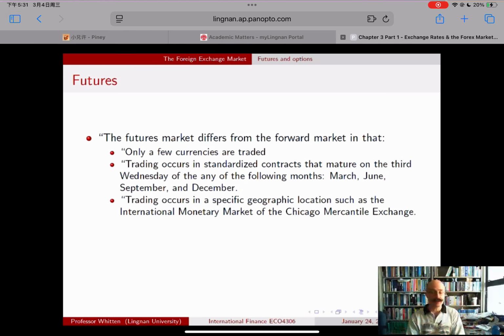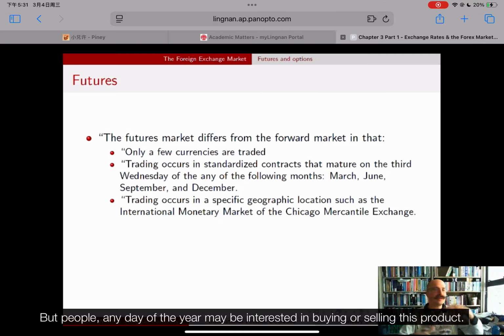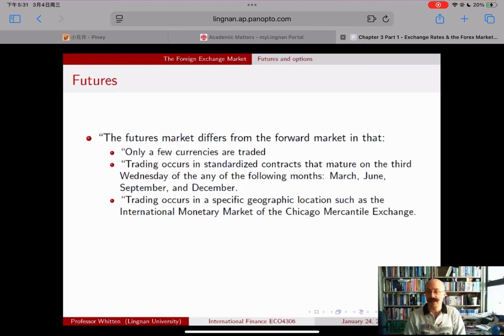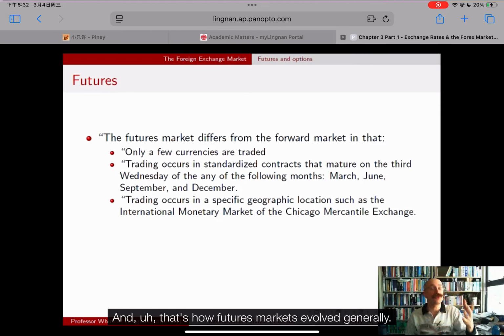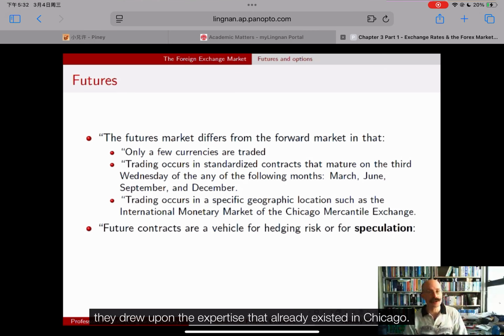lots of farming. And when you farm, you get the product only at a certain time of the year. But people, any day of the year, may be interested in buying or selling this product. And that's how futures markets evolved generally. And it's not surprising that when people decided to do this for currencies instead of commodities, they drew upon the expertise that already existed in Chicago.